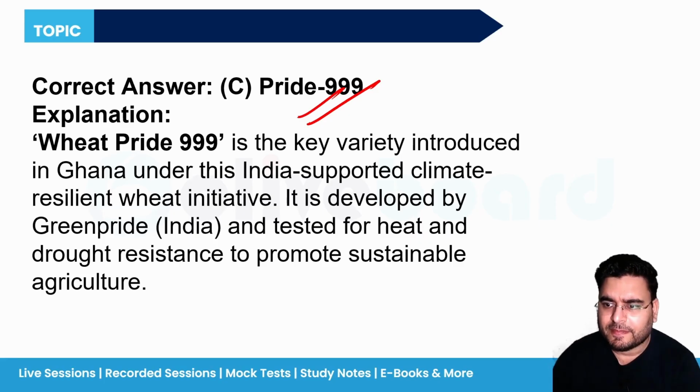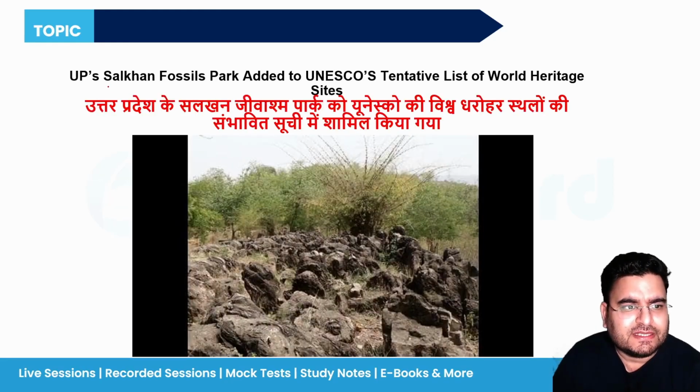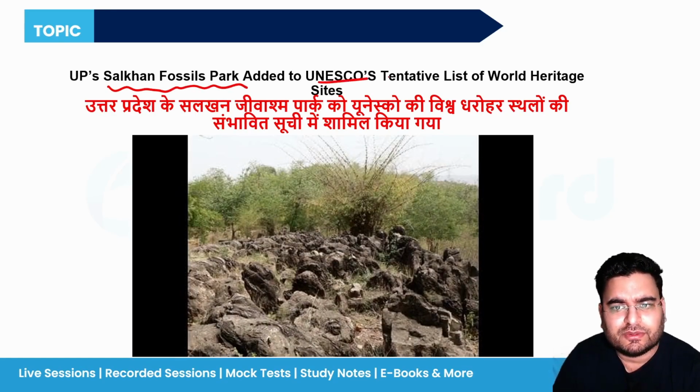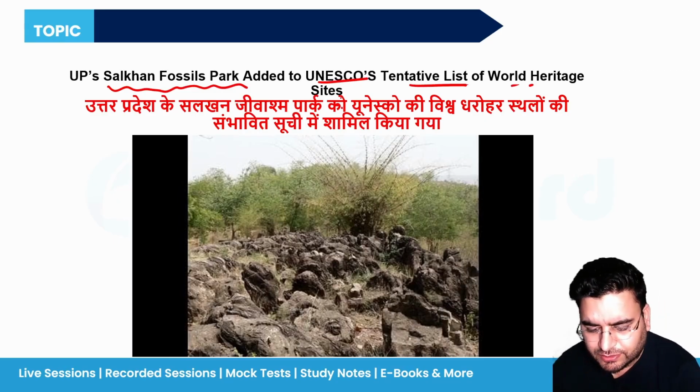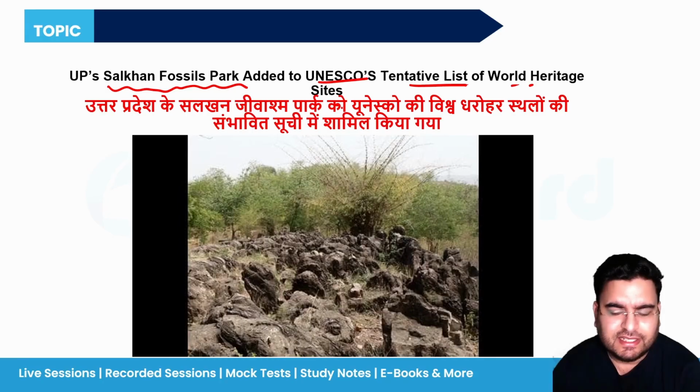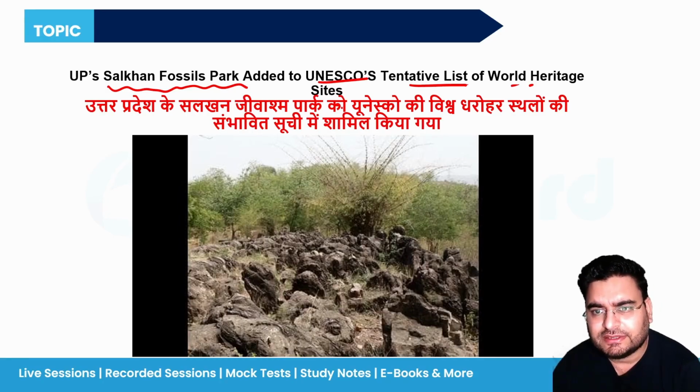Okay, chal. Next is UP, Salkhan Fossil Park added to UNESCO tentative list of World Heritage Site. Now, every year, UNESCO adds some very significant areas, be it from historical significance or environmental significance, right, in the UNESCO World Heritage Site list. Okay, so before moving into the actual list, there is a tentative list. It means these are the tentative areas which can be added into the actual World Heritage list.